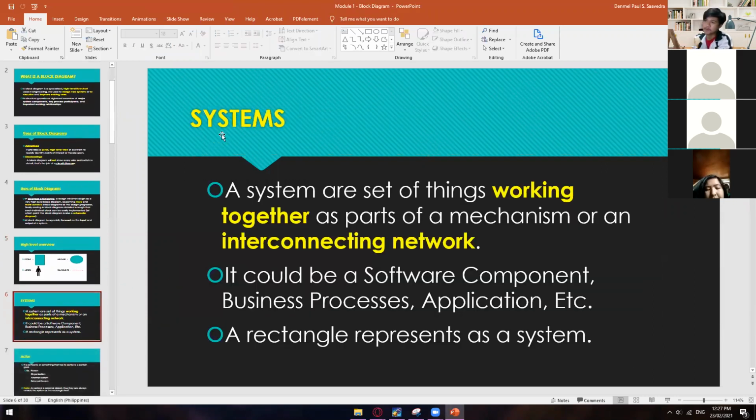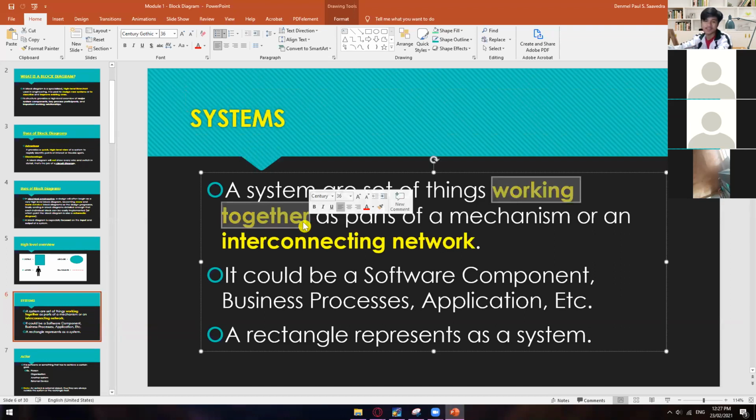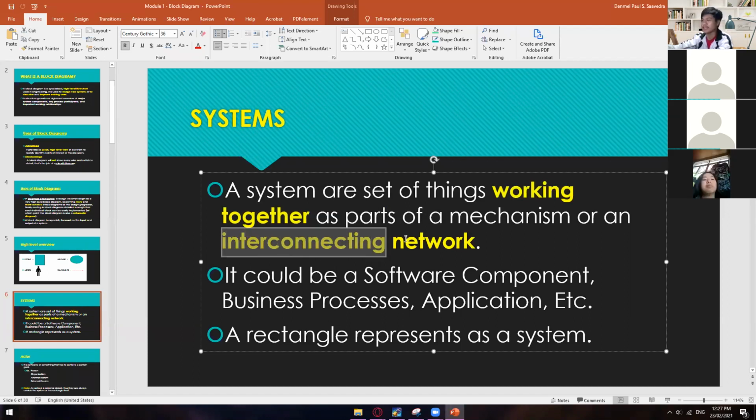Anyway, let's first discuss what a system is. A system is a set of things working together. We don't know what's inside of that block diagram as long as it's working properly, then it's okay. You don't really care how this one works. But a system has components that work together, or components that are interconnected with each other.